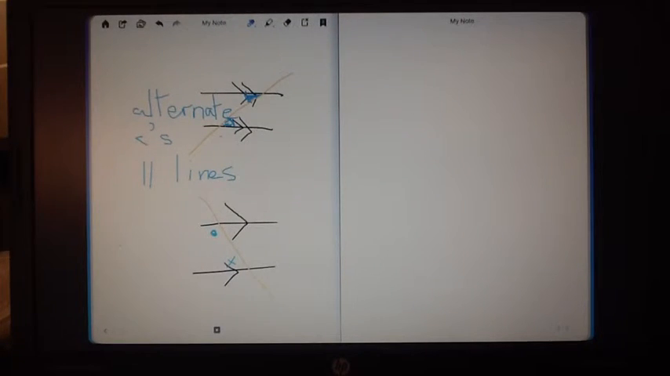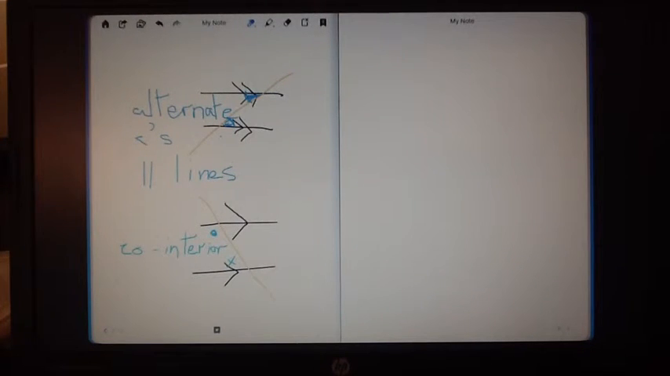So we'll call these co-interior, because there's two of them. There's supposed to be an N there. Oops. Don't like that very much, so let's just try and erase that N. Okay, I'll go back to my pen. Let's try and do it a bit better. That's better. Interior angles.